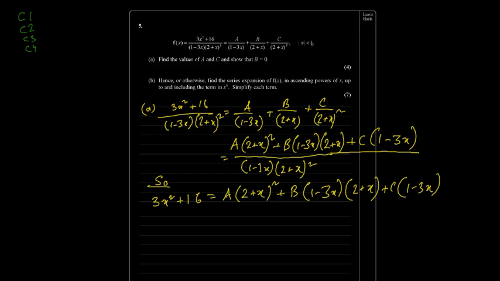So we actually have two factors. By taking 1 minus 3x equals 0, we get x equals 1 by 3. By taking 2 plus x equals 0, we get x equals minus 2. So we have two values to put here.